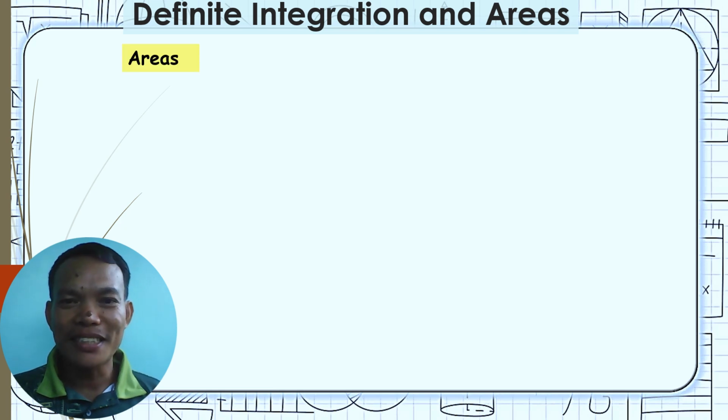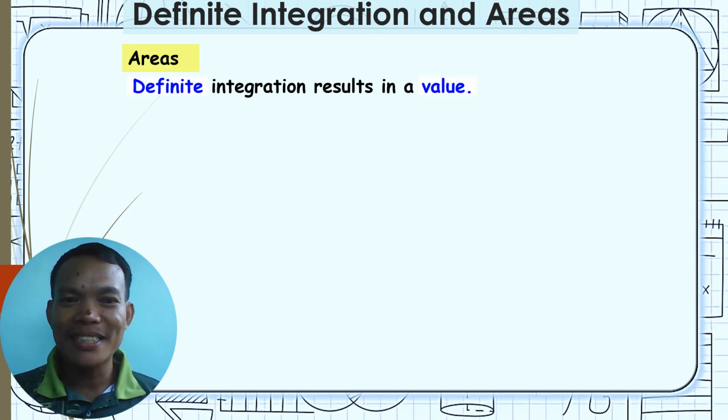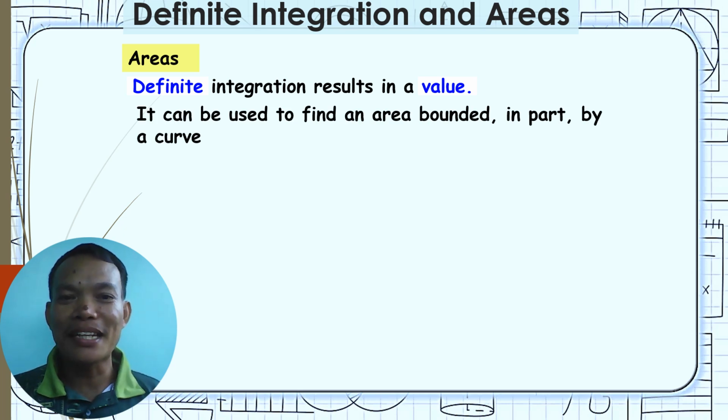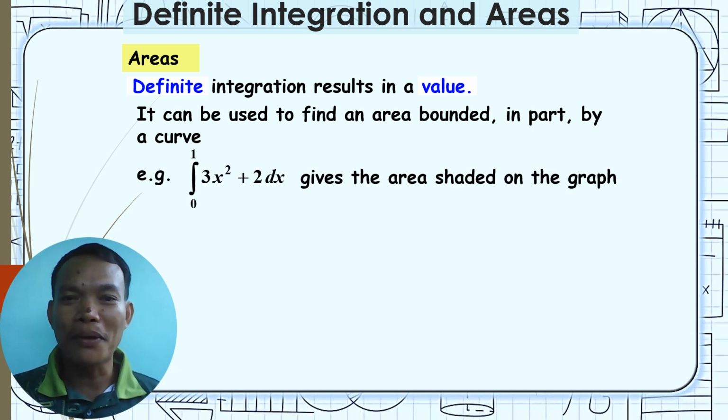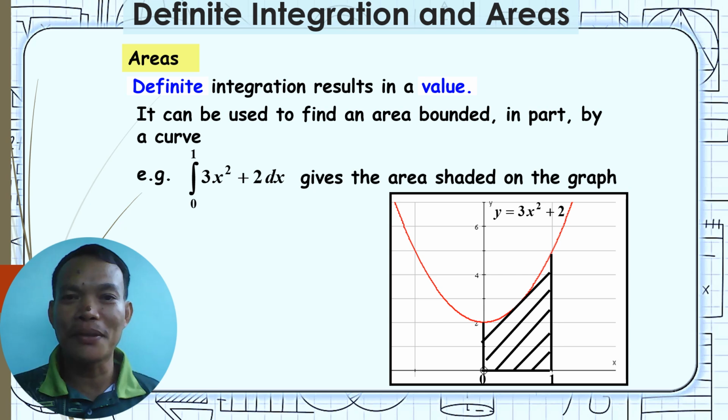So first, I will be talking about areas. Definite integration results in a value. It can be used to find an area bounded in part by a curve. Example, the integral of the function 3x squared plus 2 dx with limits of integration from 0 to 1 gives the area shaded on the graph as shown in the illustration.